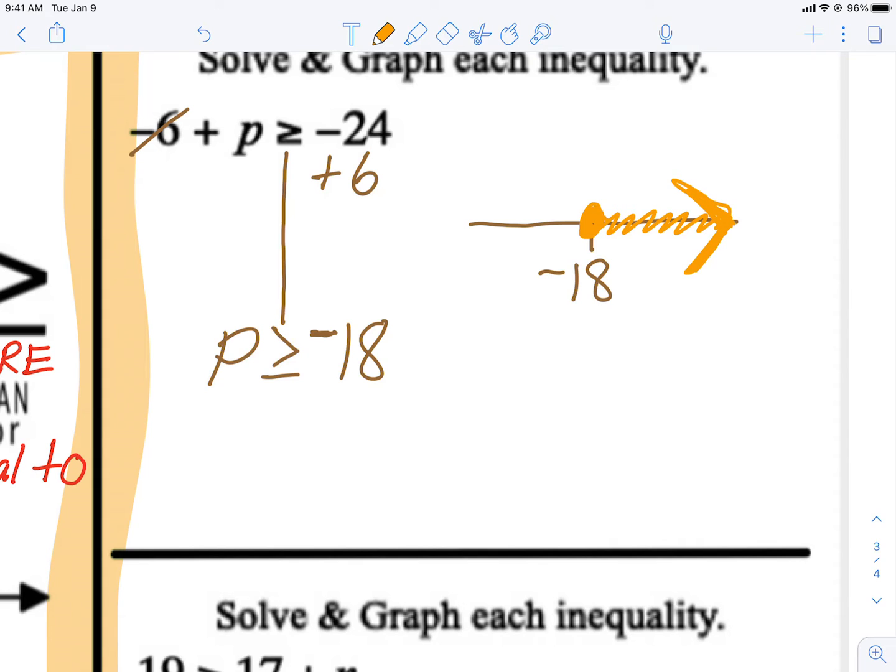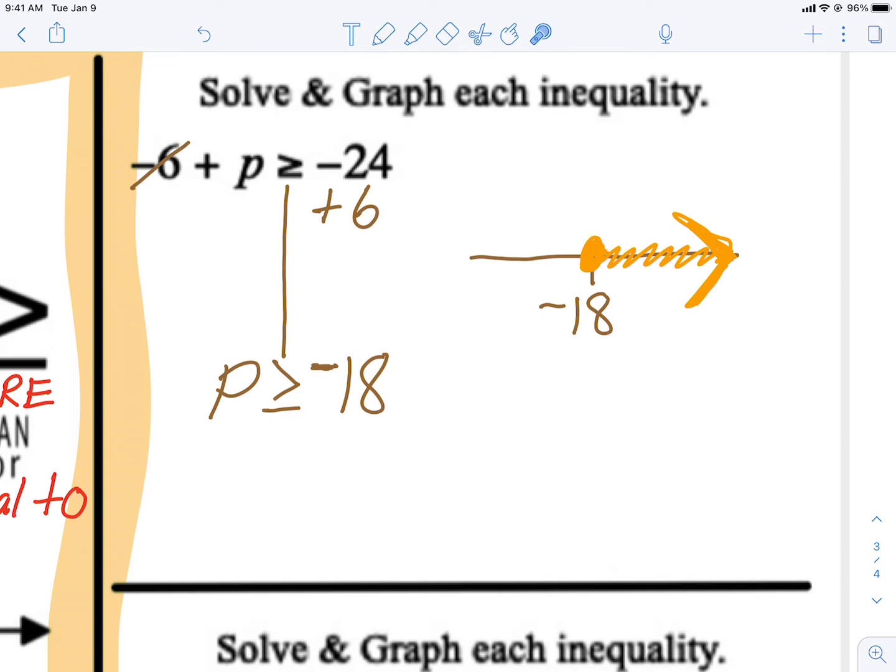Now, what does this mean? This means, guys, that negative 18 is not the only answer. That means that all the numbers, including negative 18, and that are bigger, this goes forever and ever and ever to the right. That means that any number you pick that is at least negative 18 or bigger, because the numbers to the right are getting bigger, will make this true.